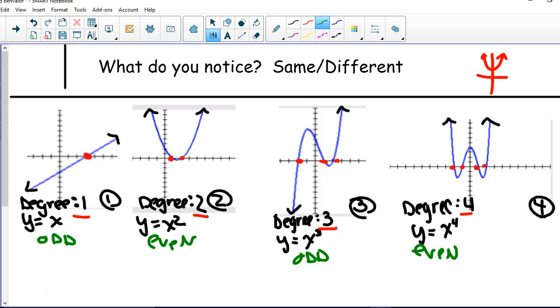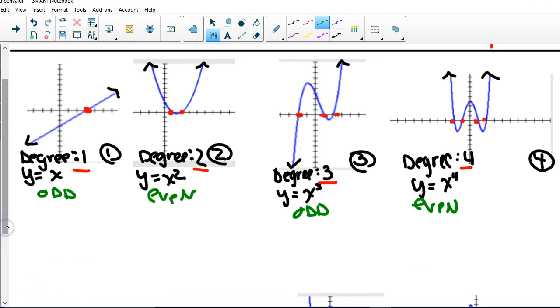Jamari, what do you notice? For the odds, they're going in 2 different directions. Very good, very good. Okay, the odd functions are going in 2 different directions. So let's write that down.